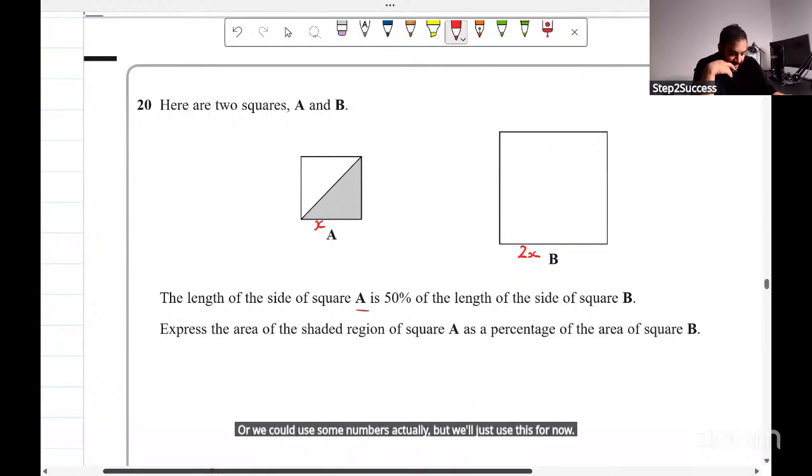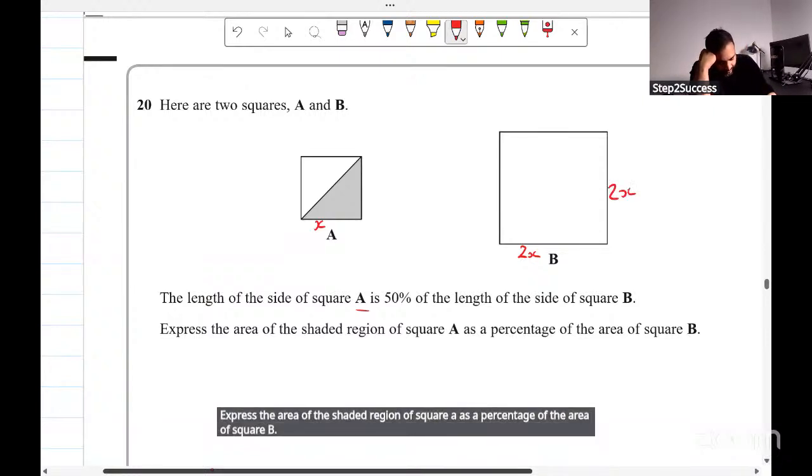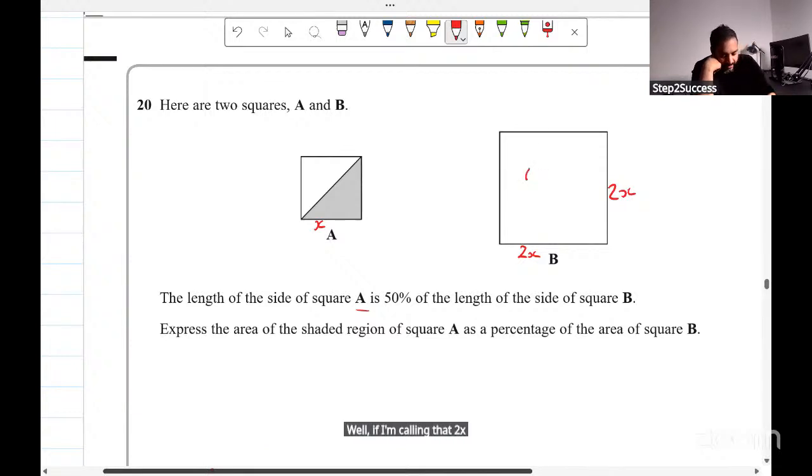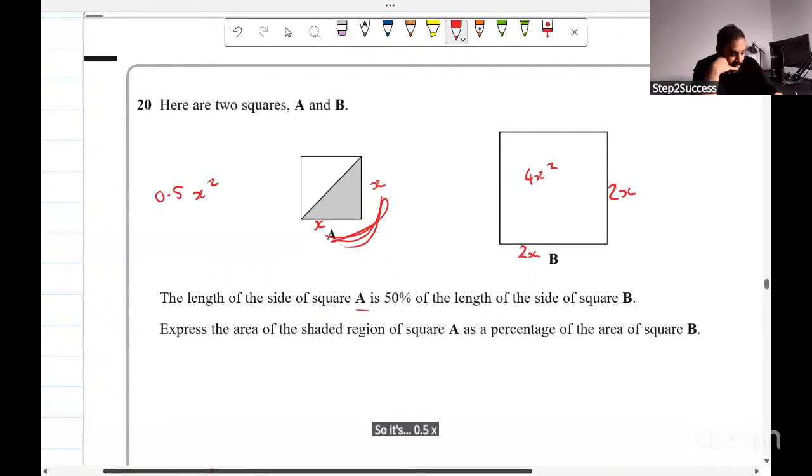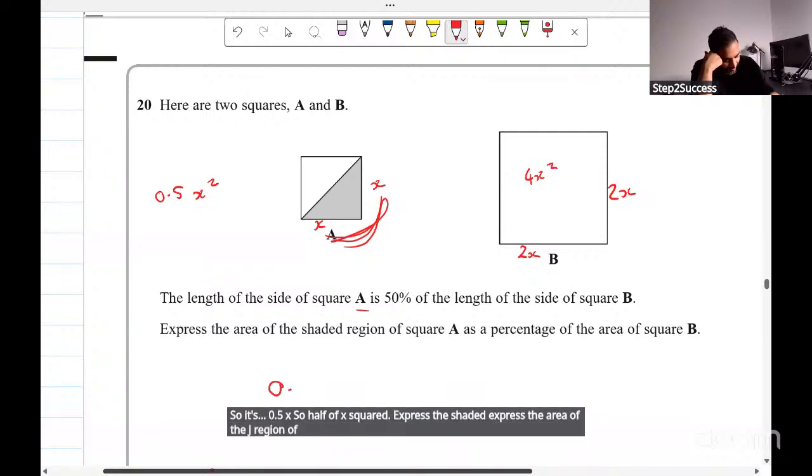Express the area of the shaded region of square A as a percentage of the area of square B. Well, if I'm calling that 2x and 2x, then the area is 4x squared. If I'm calling this x and this x, then the area here is x squared if it was the whole shape, but clearly the shaded bit is half of that, right? So it's 0.5 x squared. So half of x squared. Express the area of the shaded region of square A, which is 0.5 x squared, as a percentage of the area of square B.